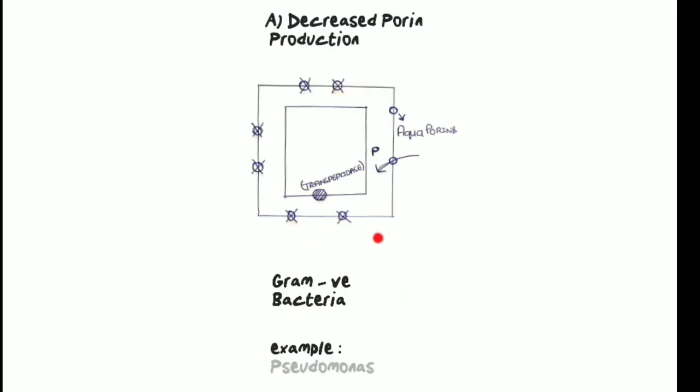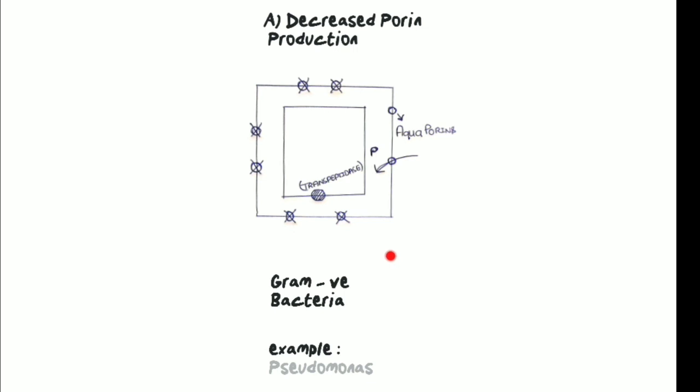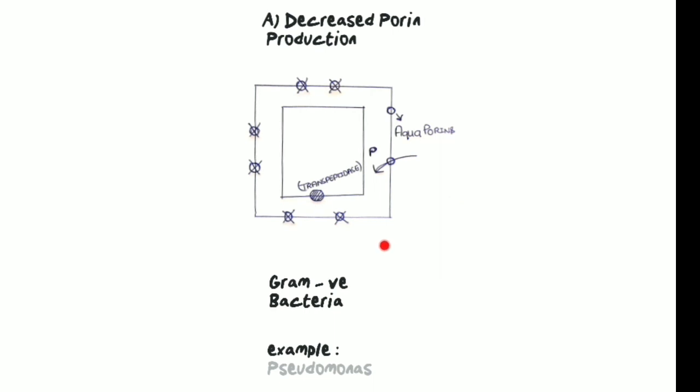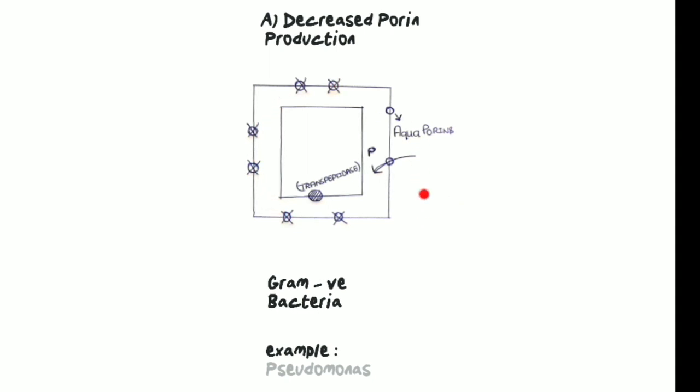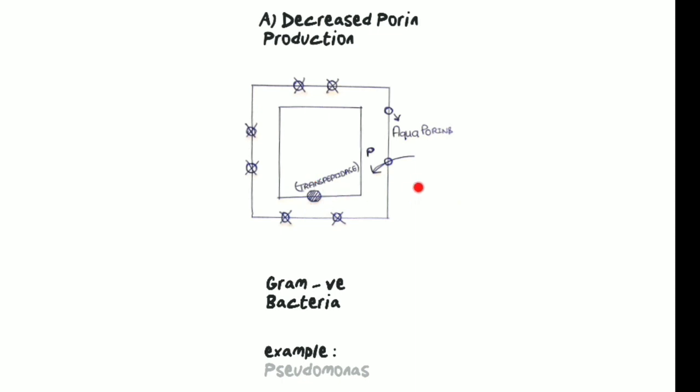So the first mechanism, that is decreased porin production, is mostly seen in gram-negative organisms. As I told previously, the penicillin enters into the cell through these porins, right? So what these gram-negative organisms do is, they either reduce or altogether block the synthesis of these porins. See, these porins are not synthesized anymore. So what happens is, penicillin cannot enter into the cell anymore, so it can definitely not bind to these enzymes. So the action of the penicillin is lost. This is an example for Pseudomonas.